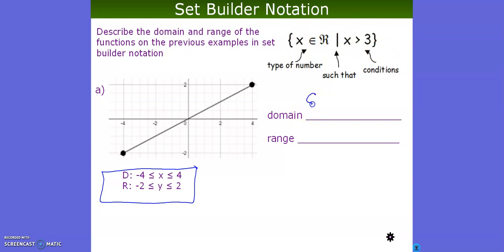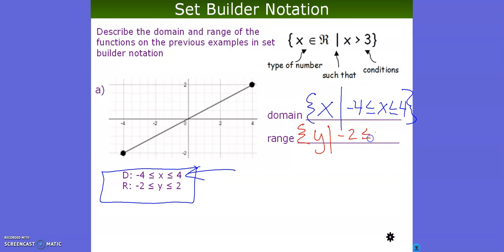inequality. We start off with the curvy bracket, do any sort of squiggle you can. And for the domain, we're talking about x's. So we just write x and then a vertical line. After that vertical line comes the inequality, and we already wrote it down. We said -4 less than or equal to x less than or equal to 4. End it with a curvy bracket, and you're done. Range, same thing. Curvy bracket, y, draw the vertical line, and then we give the specifics. -2 less than or equal to y, less than or equal to 2.